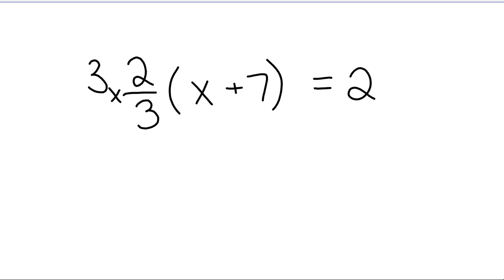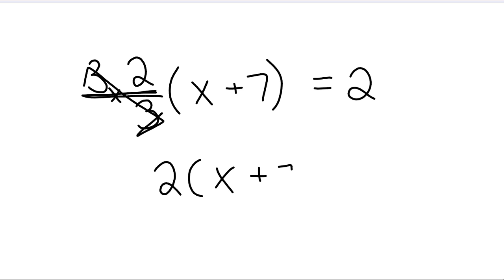So going back to our problem, by multiplying 2/3 by 3, this whole thing goes to 1. It's gone. All I'm left with is the top part, the numerator, 2. So I have 2 times (x + 7) on this side. Now, because I multiplied by 3 right here, I have to multiply by 3 on the other side also. So 2 times 3 there is 6.